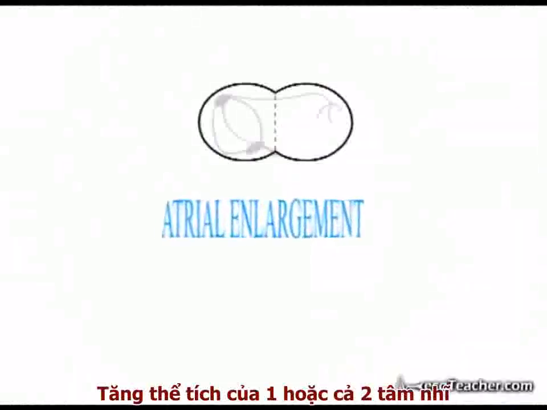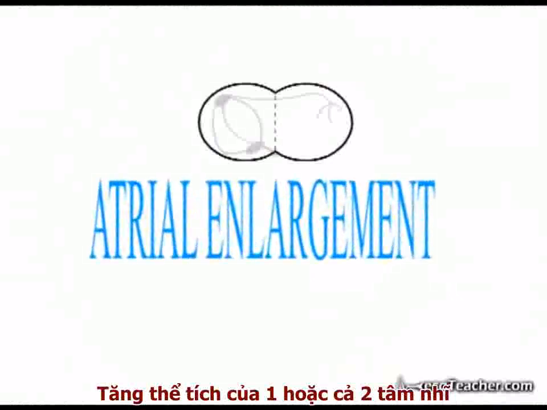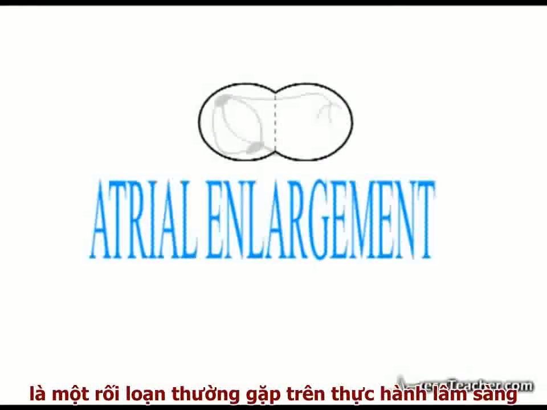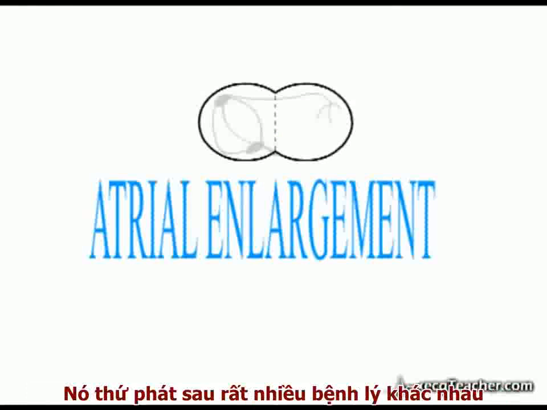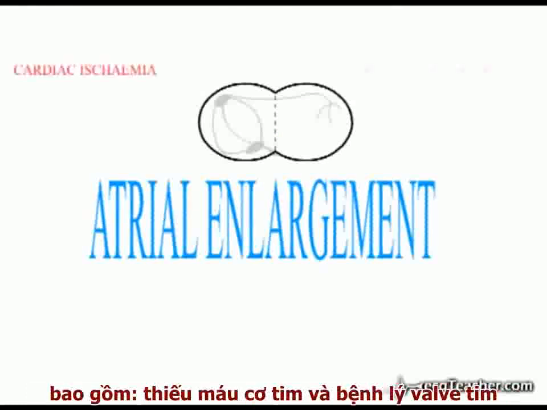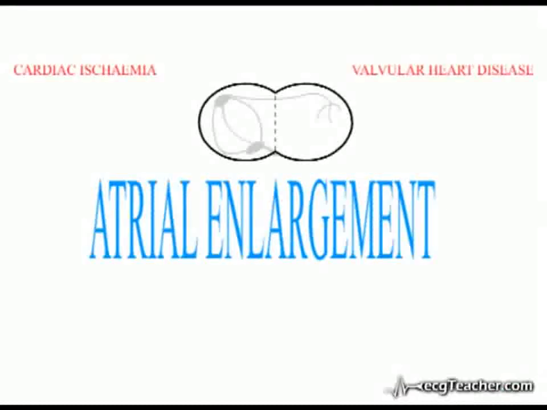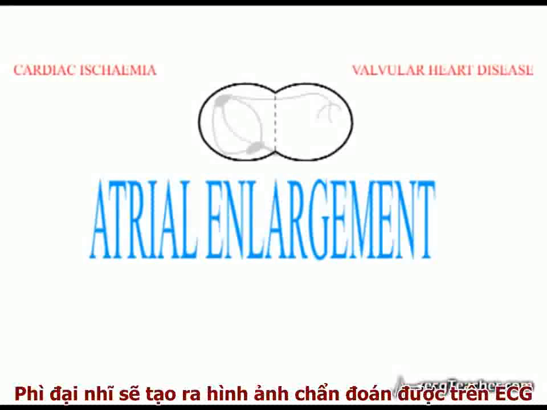Increased volume of one or both of the atrial chambers is commonly encountered in clinical practice and occurs secondary to a range of conditions, including ischemia and valvular heart disease. In a proportion of cases, atrial enlargement produces diagnostic changes on the ECG.